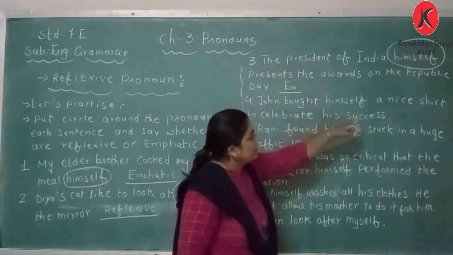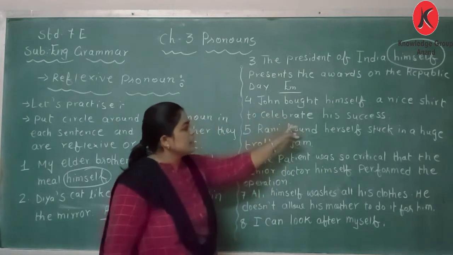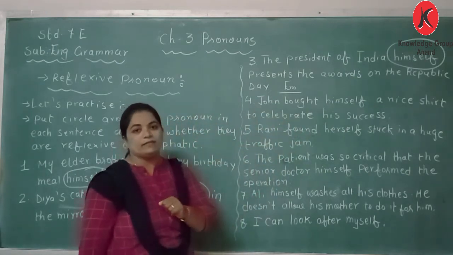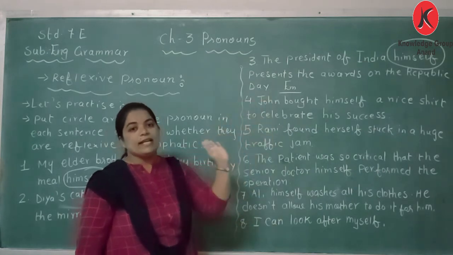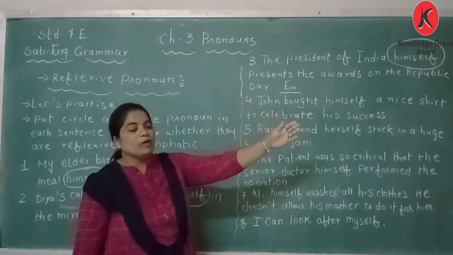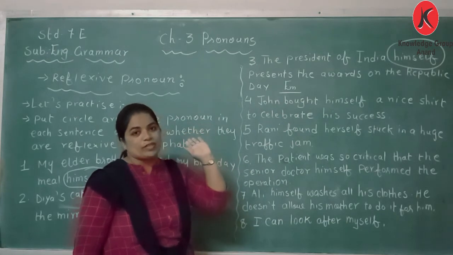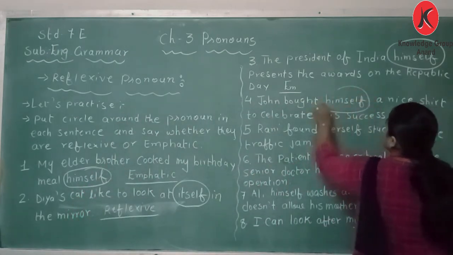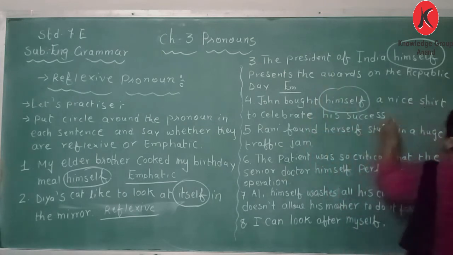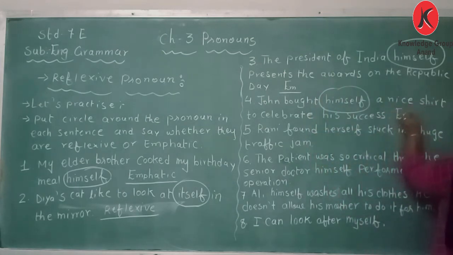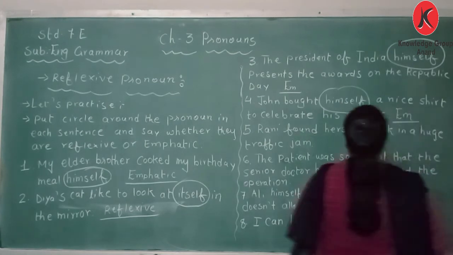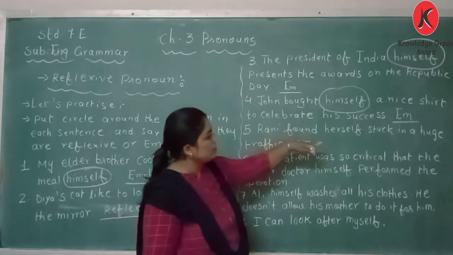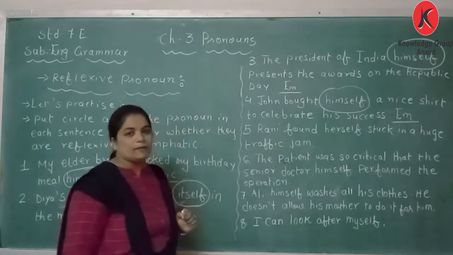John bought himself a nice shirt to celebrate his success. John bought himself. Again, this sentence is of emphatic pronoun. The emphasis is on the subject. It emphasizes the subject, himself. So again it emphasizes the subject. This also is an emphatic pronoun. Clear?